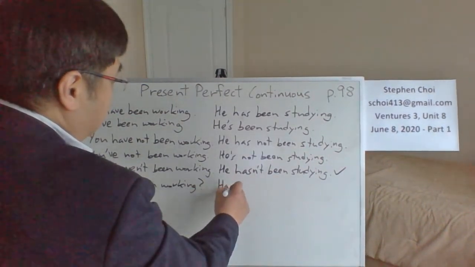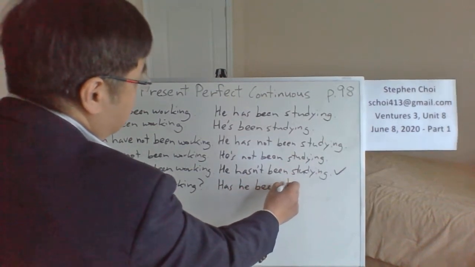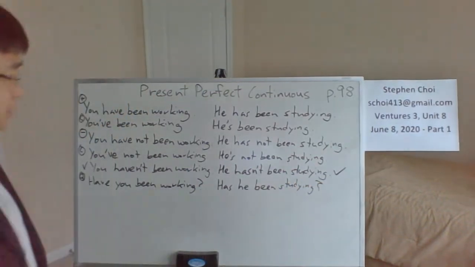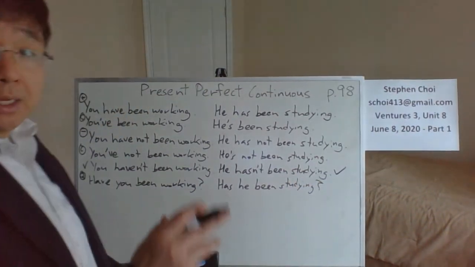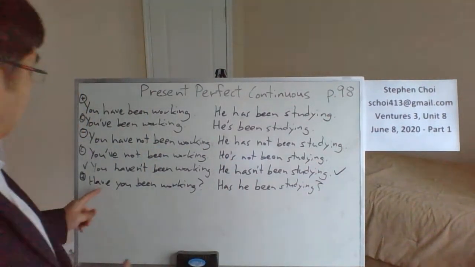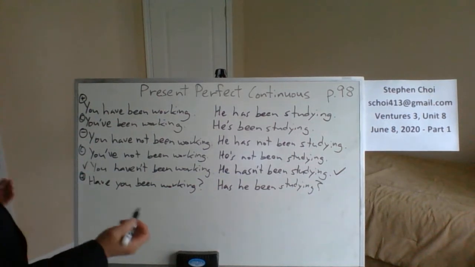And then you say has he been studying? Okay, and I put a question mark. Okay, that's all you do. You just put the have or has in the beginning, and then put the subject right after it. Okay, have you been working? Has he been studying?